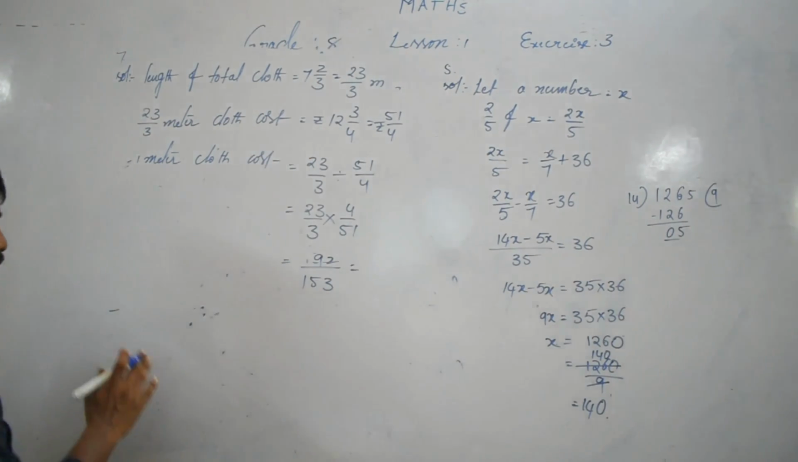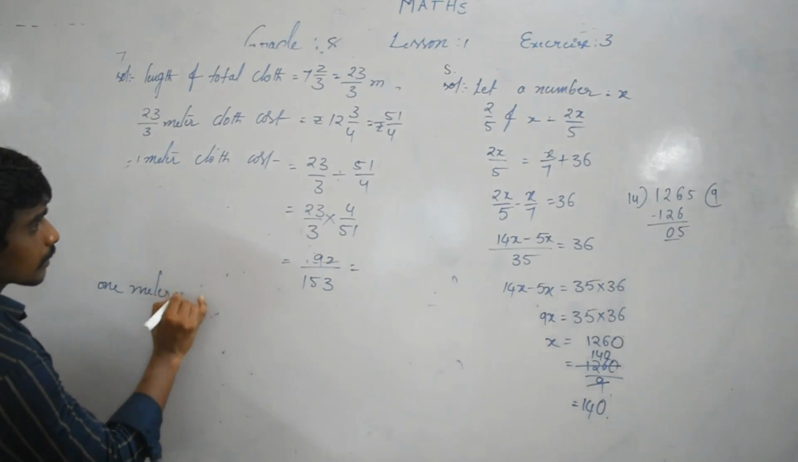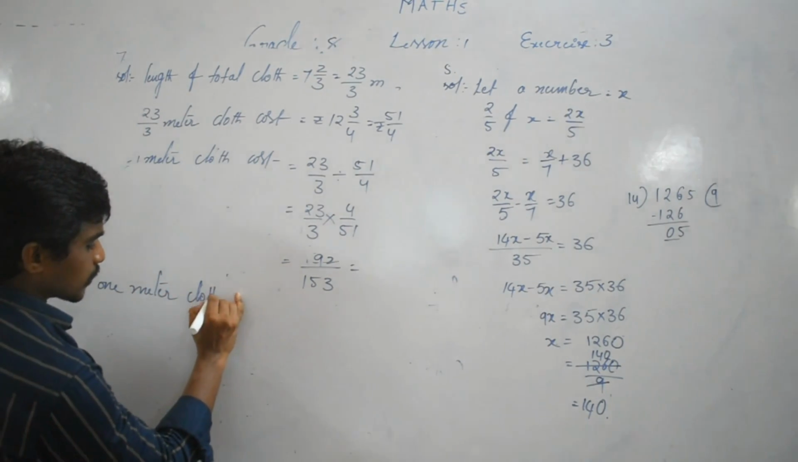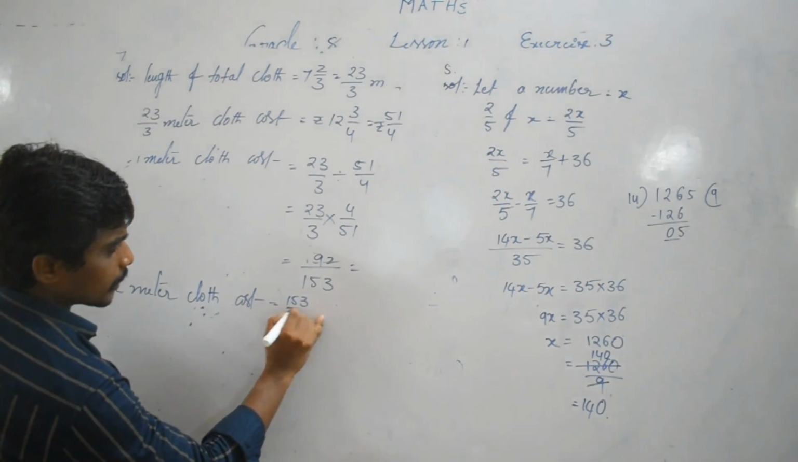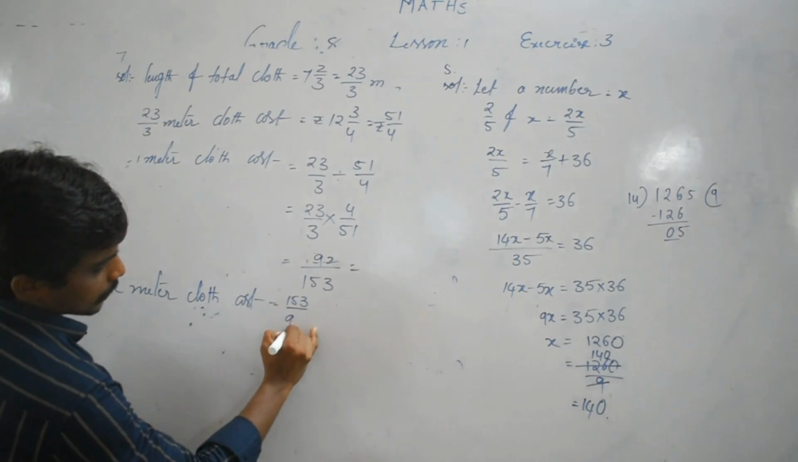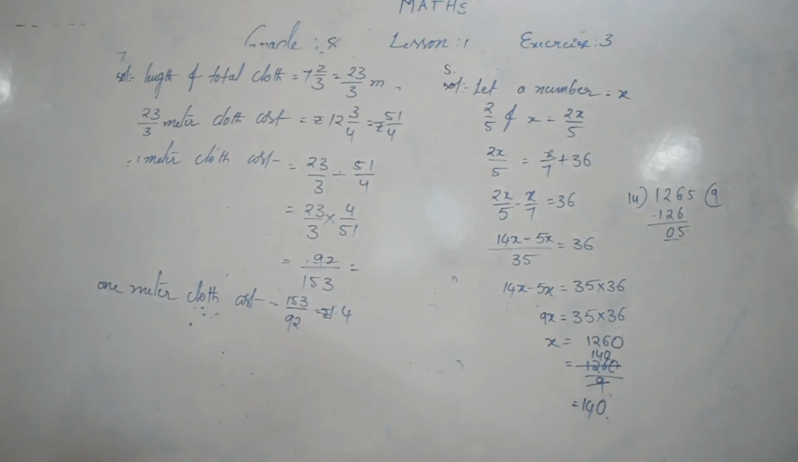So here, 1 meter of cloth costs 153 by 92, 1.4 rupees, right.